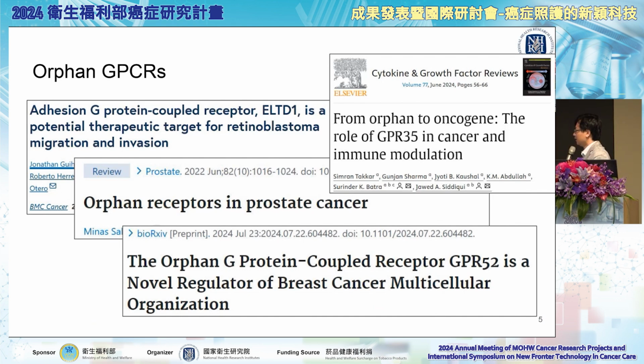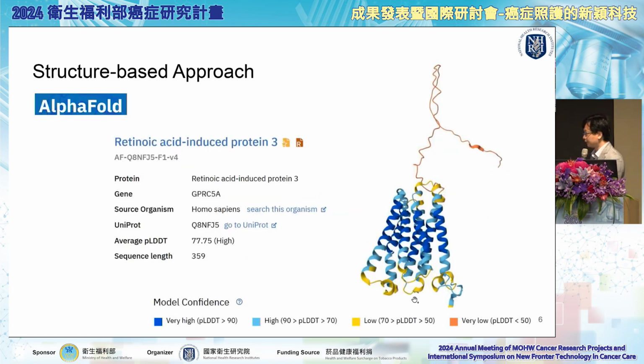There are several papers published in recent years. If we want to apply drug discovery to orphan GPCRs for their potential to treat cancer, the first thing you may think about is AlphaFold, because AlphaFold is currently the most accurate program to predict protein structure.